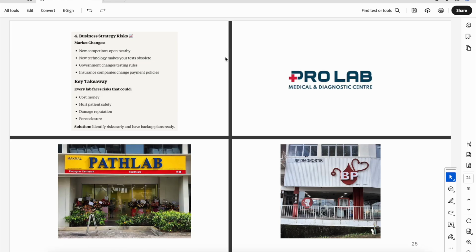Key takeaway, every laboratory faces risk that could cost money, hurt patient safety, damage reputations, or even force closure. The solution is to identify risk early and have backup plans ready.